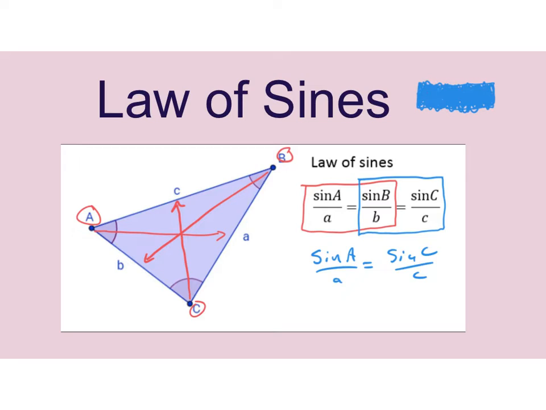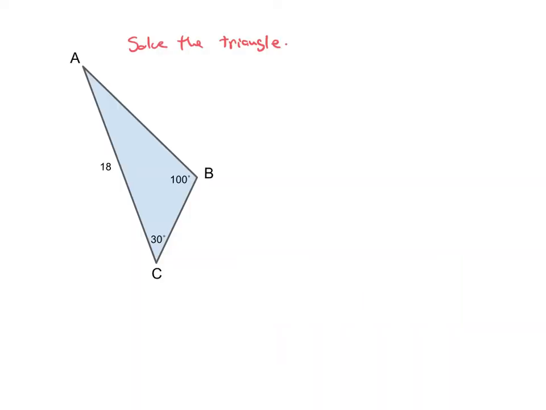But the important thing is that you label the angles and the sides correctly so that you can set up the proportions correctly. And in the next couple of minutes, I will show you how to do that. Okay, let's take a look at this one. The directions say to solve the triangle. What solving the triangle means is finding all the missing angles and missing sides.